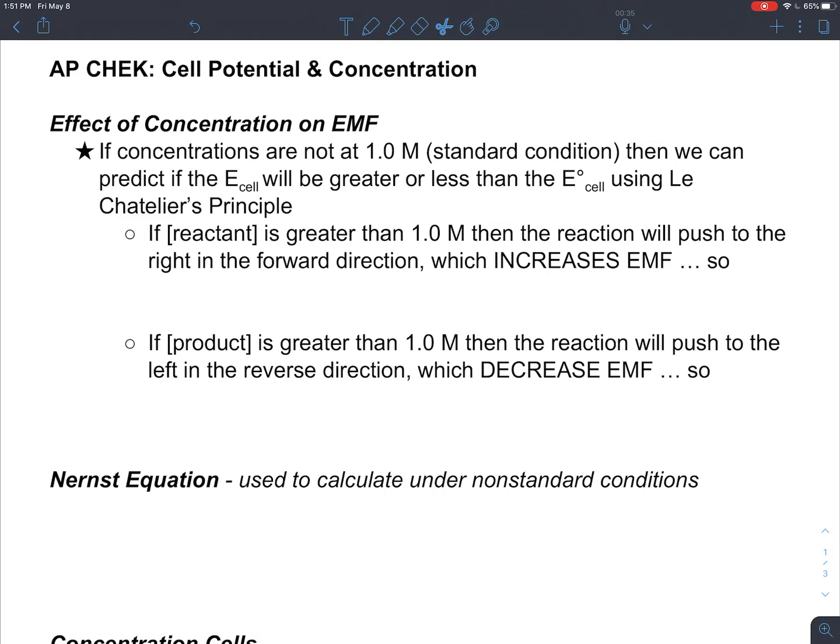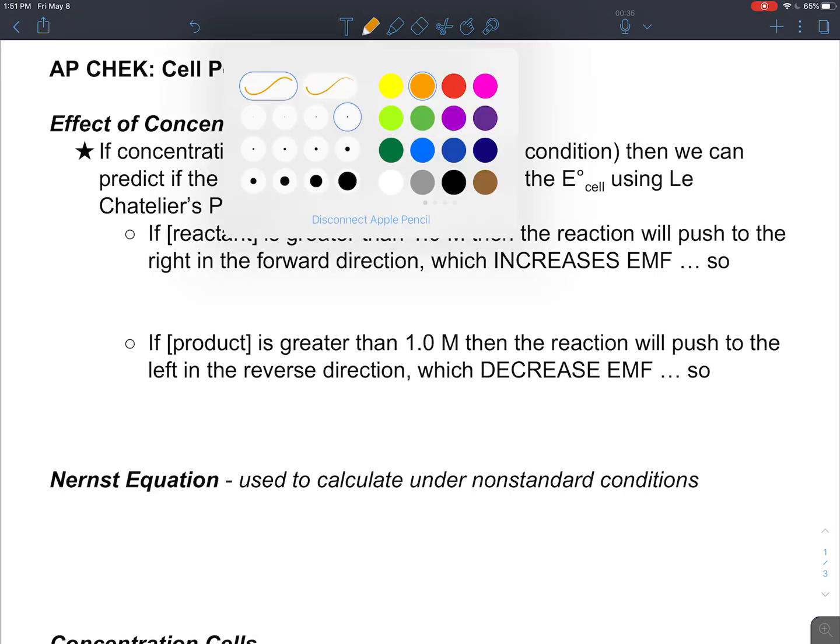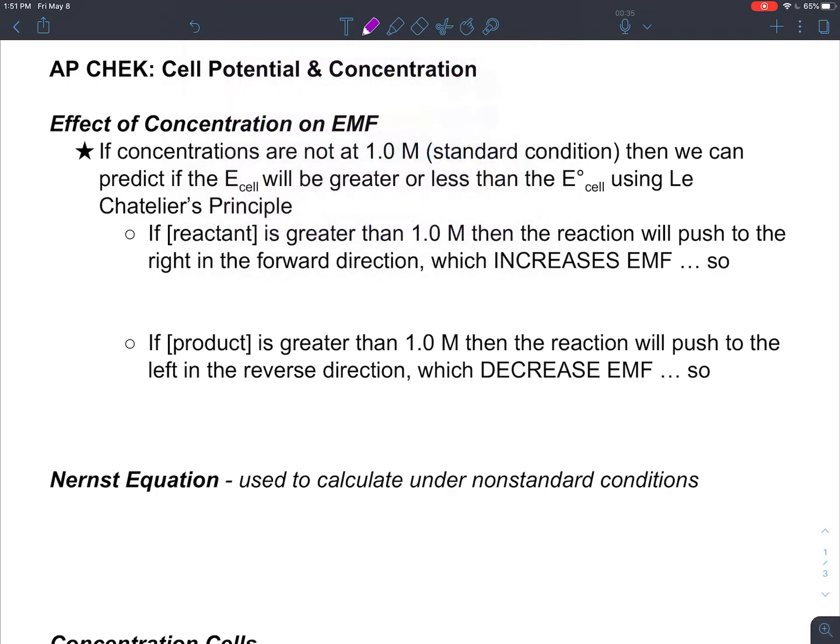And so if reactant concentration is greater than 1.0, then the reaction will push to the right in the forward direction, which would increase the E cell, or the electromotive force. So we would see that the E cell would be greater than that under standard conditions. So remember that prime symbol is under standard conditions. Okay.